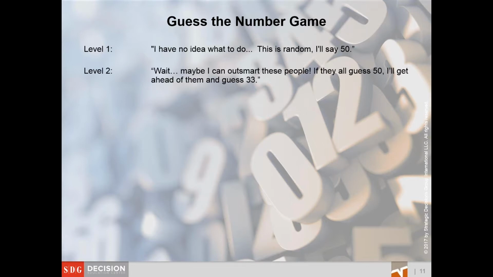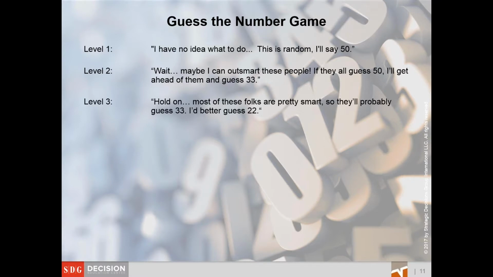But then you might say, well, okay, hold on. I'm going to maybe outsmart these people. My goal is to guess 2/3 of that, right? So if they're all going to guess 50, I'm going to get out ahead of them and guess 33. Aren't I doing well? But then I start thinking, hold on. If everybody else is thinking that they're pretty smart and getting to 33, I'm going to get one step ahead and I'm going to 22. Oh, wait a second, this is getting tougher. If everybody's thinking 33 and then guess 22, I better go to, oh man. And so our brain starts to run.